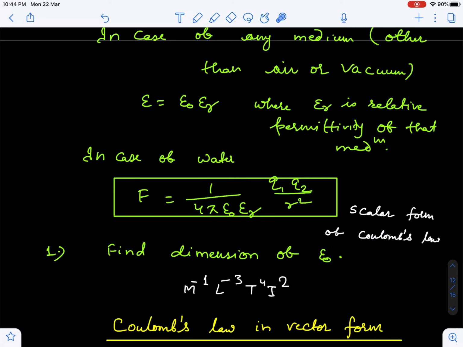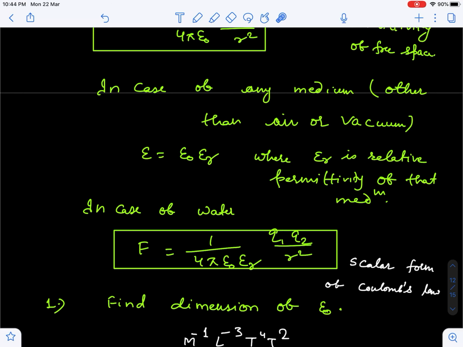And one more question of HCV, which is actually the first question of HCV: what is the dimension of epsilon naught? So I have calculated this. How have I calculated it, guys? I'm just giving you a hint. You should try it at home.